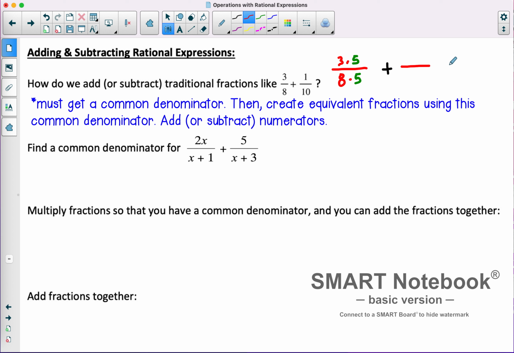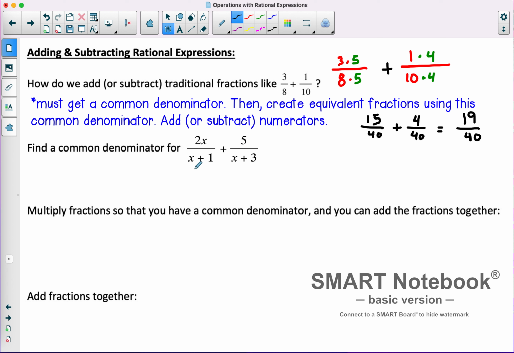All right, so 1/10 needs to also get a common denominator, and that would be scaled up by a factor of 4. So we've created equivalent fractions. Our equivalent fractions here are 15 over 40 plus 4 over 40. Now that we have a common denominator, we can add the fractions together to get 19/40. So we wanted that common denominator, then we could do the operation of addition or subtraction.